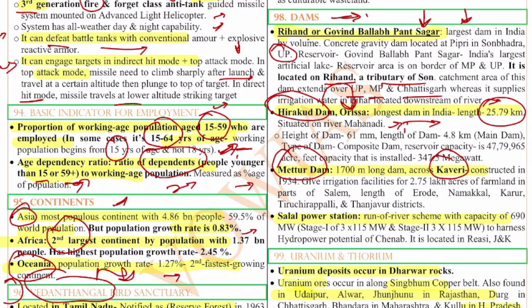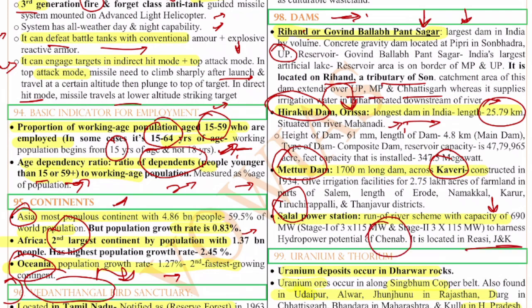So this is in between, you can say, Karnataka and Tamil Nadu. Constructed in 1934. So last time when there were floods, there was this huge issue between these two states regarding the water storage and release. Next, the Salal Power Station. So this Salal Power Station is a run-of-the-river scheme with a capacity of 690 megawatts over the Chenab River, located in Reasi, Jammu and Kashmir.